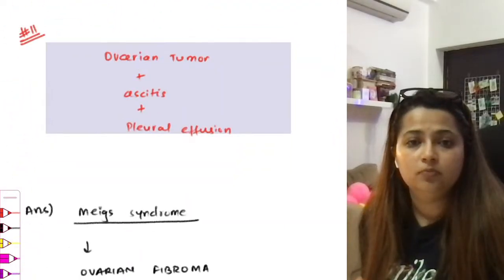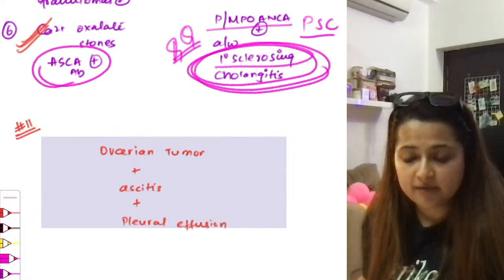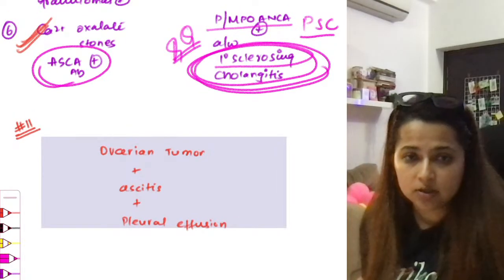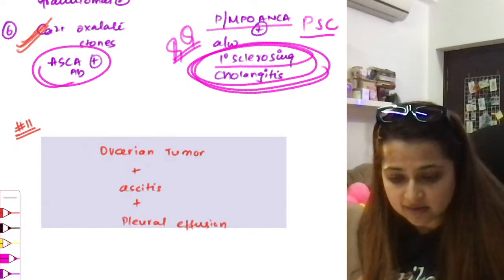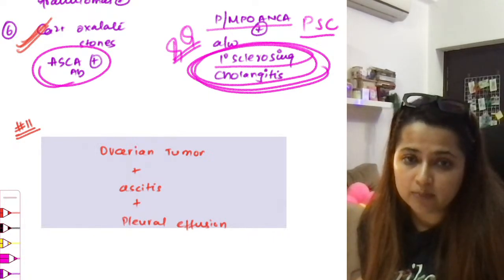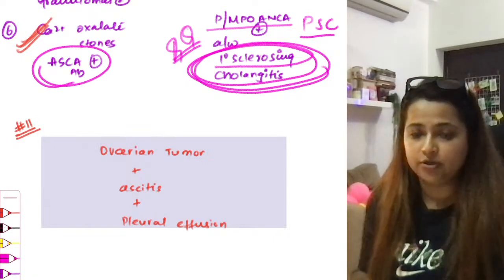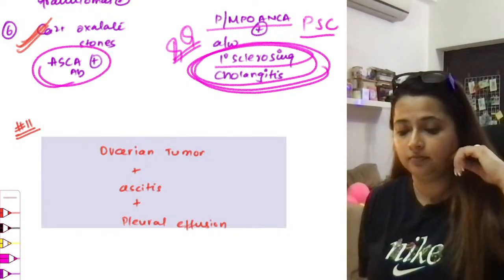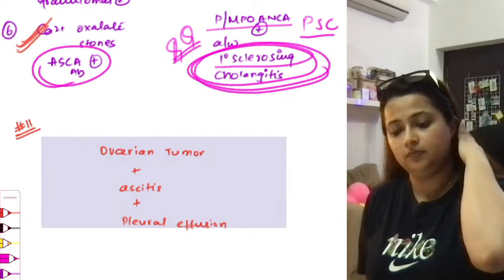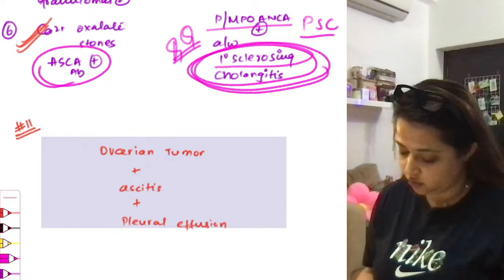Moving on. So look here. Supposing this patient is having an ovarian tumor, the patient is also having free fluid in the peritoneal cavity, that is the ascites, and the patient is also having pleural effusion, that is fluid being present in the pleural space. What are we talking about here? Anyone? Yes, so this is Meigs syndrome, all right?